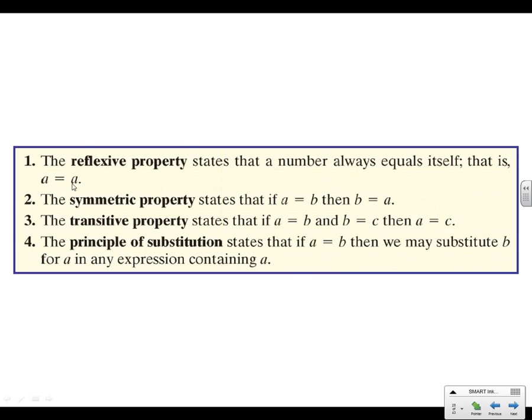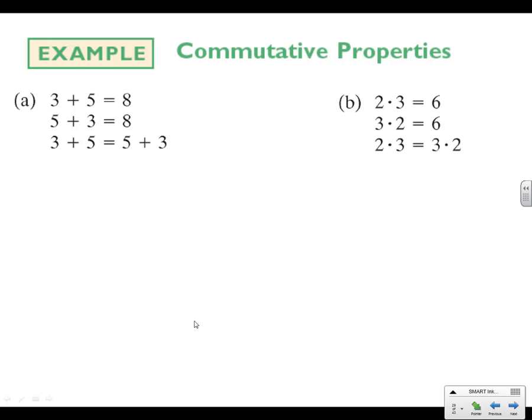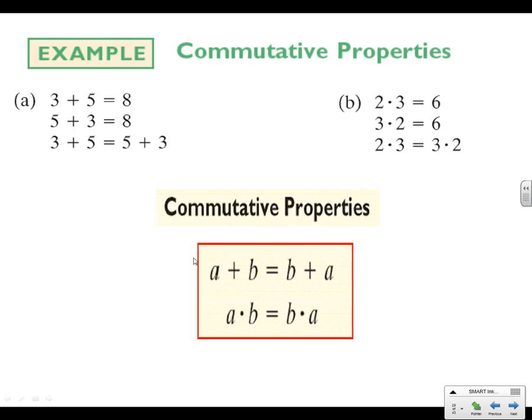Reflexive is like the mirror. A equals A. Symmetric, okay? A equals B, you can turn it around. B equals A. Transitive, if A equals B and B equals C, we can jump straight from A equals C. And the principle of substitution, that if A equals B, anywhere you see A, you can write down B instead. All right, commutative properties, that means you can flip these around or put them in the mirror. Same going forwards as backwards.